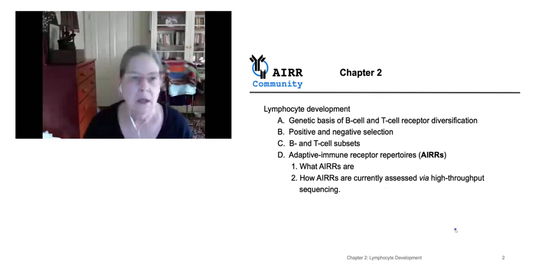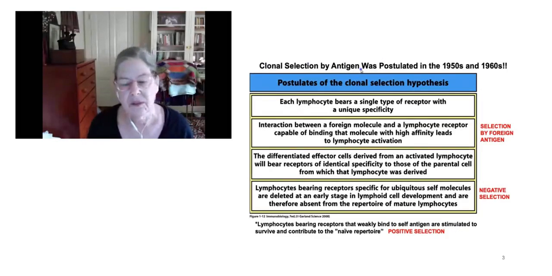Okay. So the idea of selection by antigen was postulated in the 1950s and 60s. So this is like the central idea behind how the adaptive immune system works. There were competing ideas, but this one actually turned out to be the one that was mostly true. And it won a Nobel Prize for Sir Macfarlane Burnet and others. So the idea is that it's clonal selection. This is the important part, by antigen.